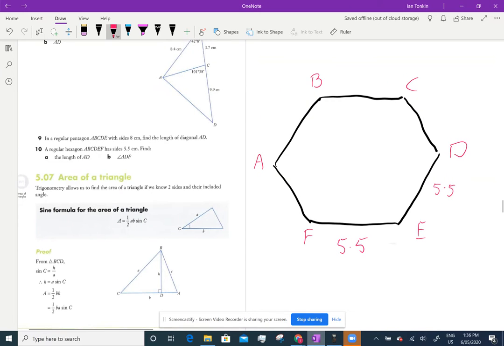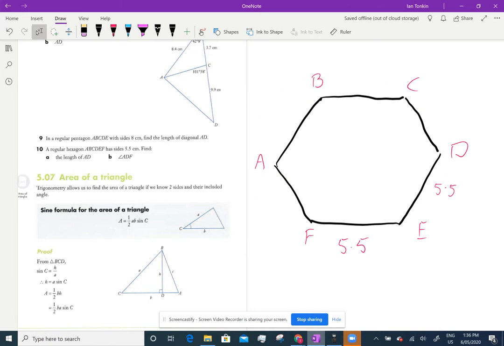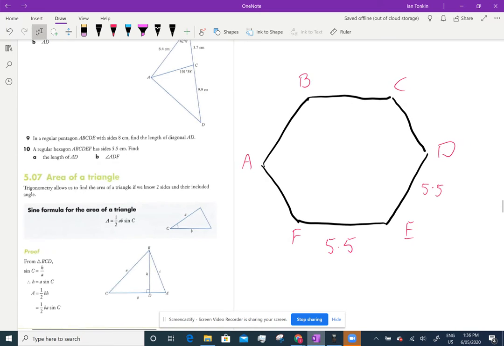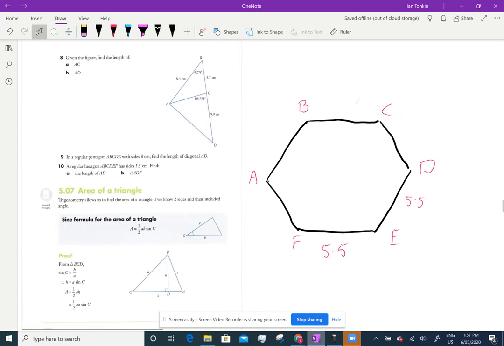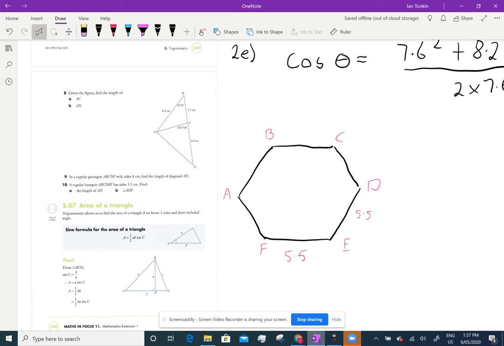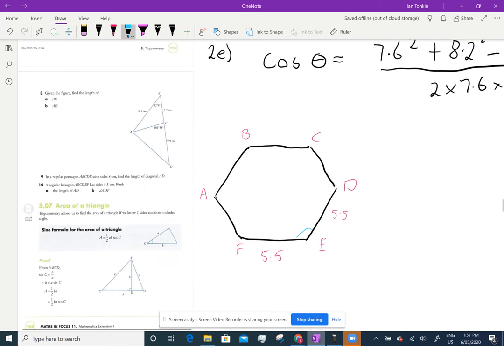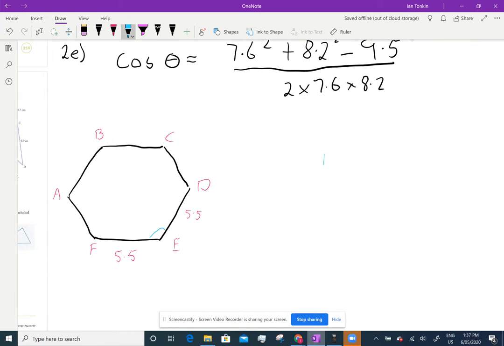Okay, year 11, someone's asked about question 10 from exercise 506, so I'm going to do a quick video of it. So we've got a regular hexagon, and one of the things that you need to know about a regular hexagon or any regular shape is that the angle in here can be calculated because the internal angle sum is 180 times n minus 2, where n is the number of sides.